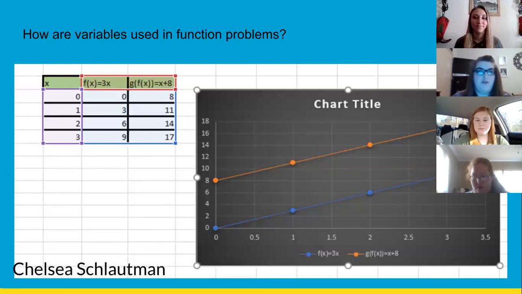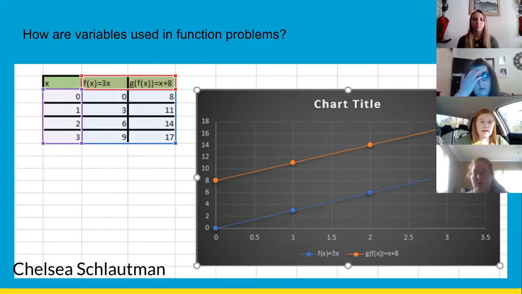Hey, Chelsea, how are variables used in function problems? Well, as you can see here, a variable is a letter in an equation that can be changed to get a different outcome. For example, in the above problem, we see f of x equals 3x in the second column. If we plug the values we have listed for the variable x into that function, it will give us an outcome.